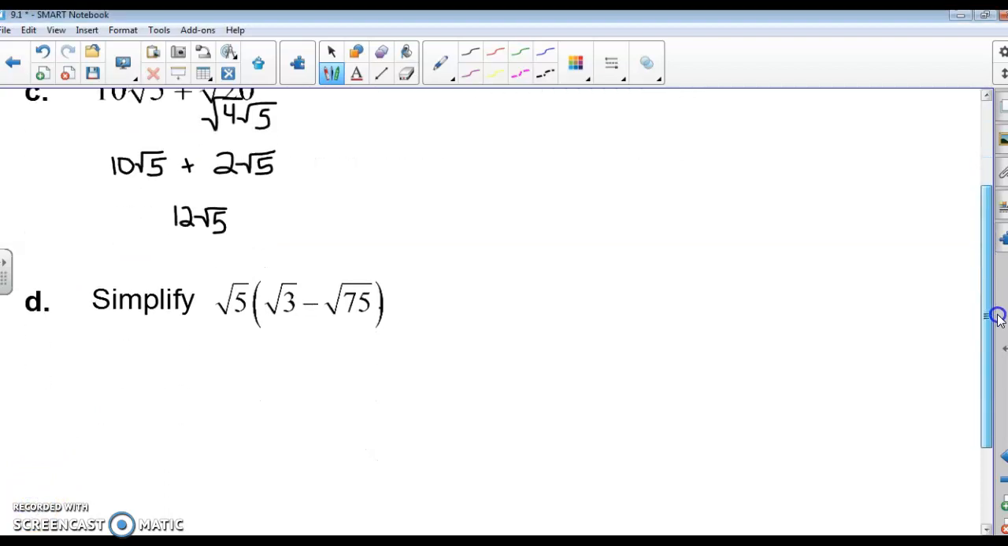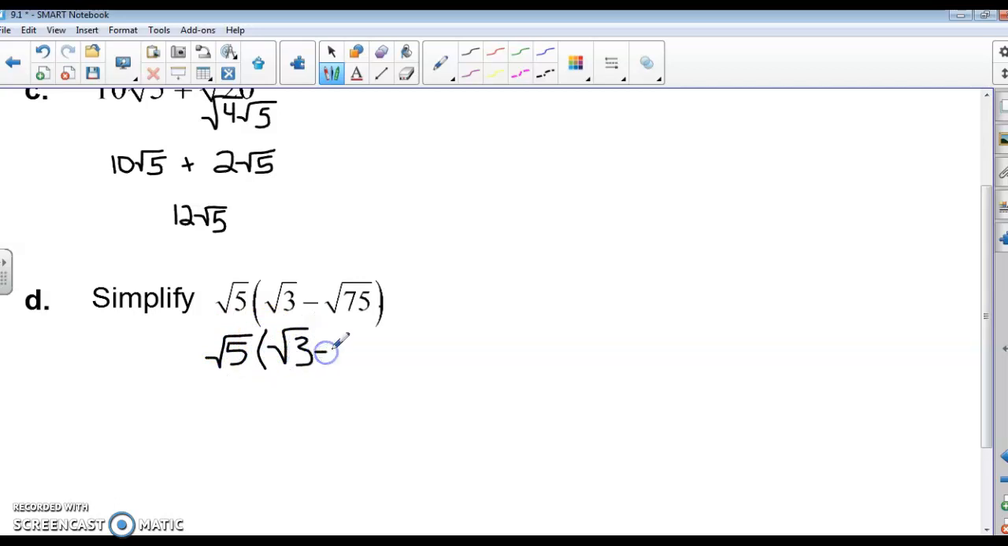For D here, there's actually two options of what I can do. I can distribute the square root of 5 to both things if I wanted to, making this the square root of 15 and this 75 times 5. But you always want to look at it first and see, is there anything you can do to simplify any of them? Well, 5 and 3 can't be simplified, but 75 can. And the reason 75 can be simplified is because 25 is a perfect square that goes into 75.